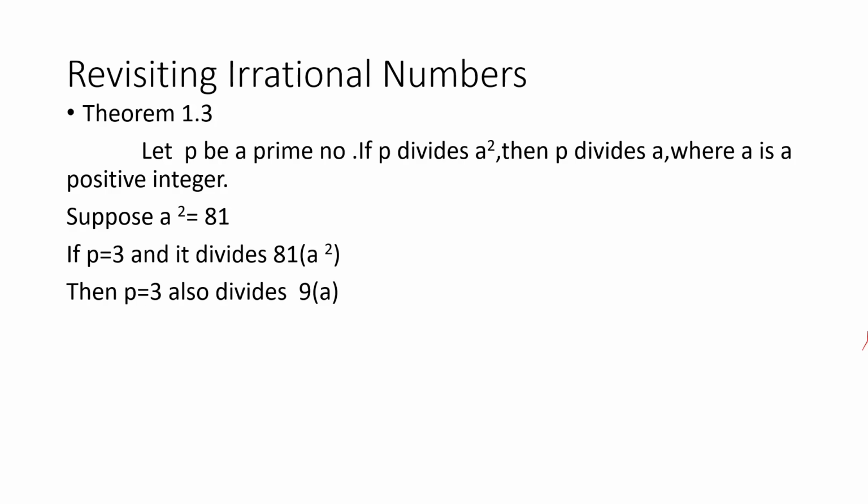So now the theorem here is: let P be a prime number. Please note this, P be a prime number. If P divides A square, then P divides A. So what is A? A is a positive integer. So I have given an example here. So what is P here? Suppose P is equal to 3 and A is equal to 9.